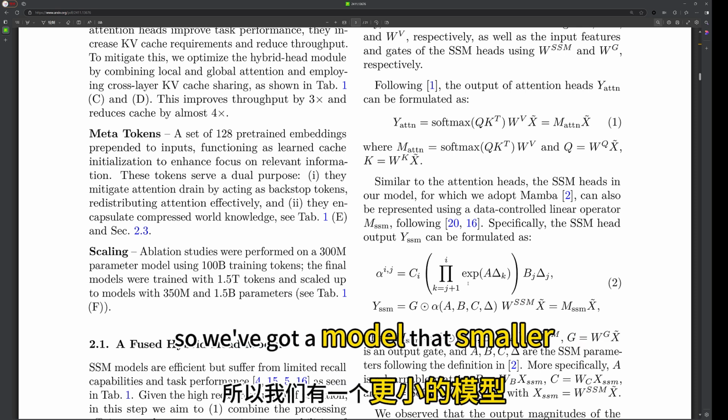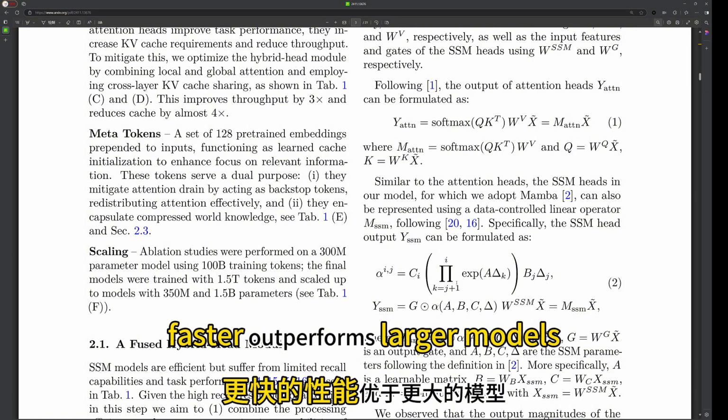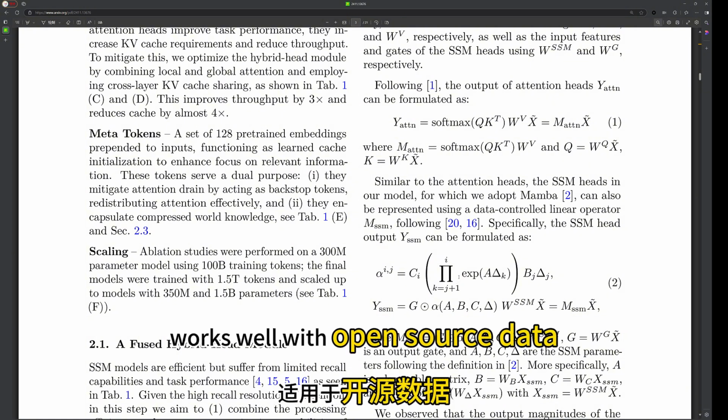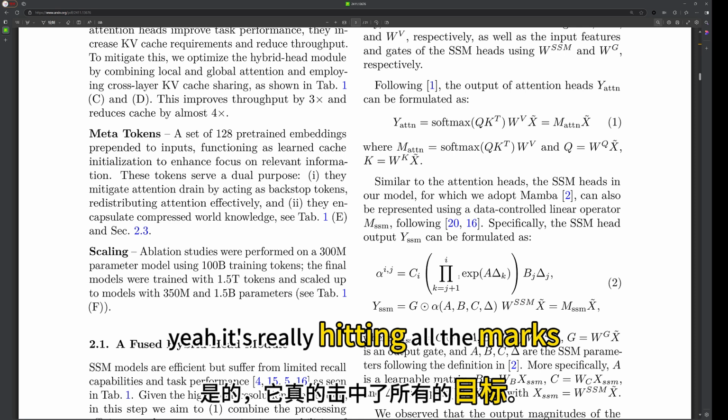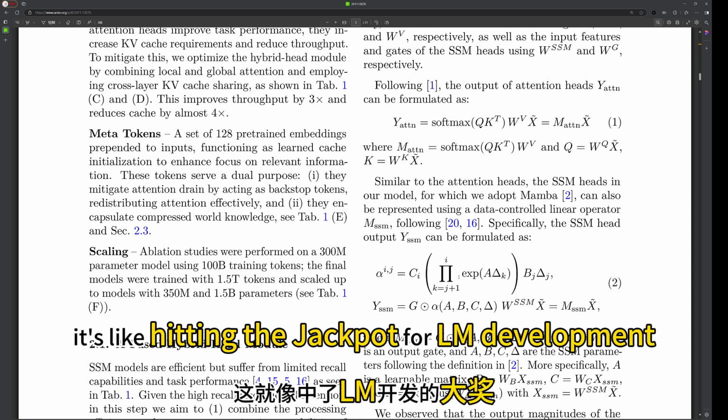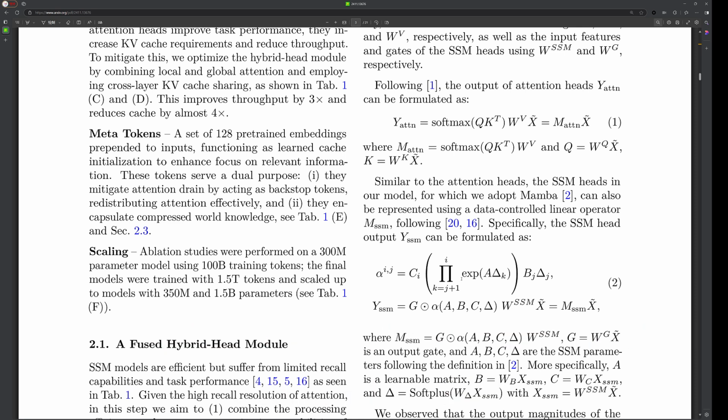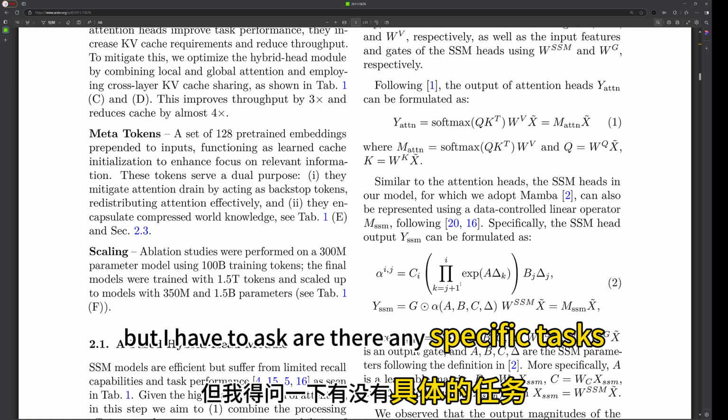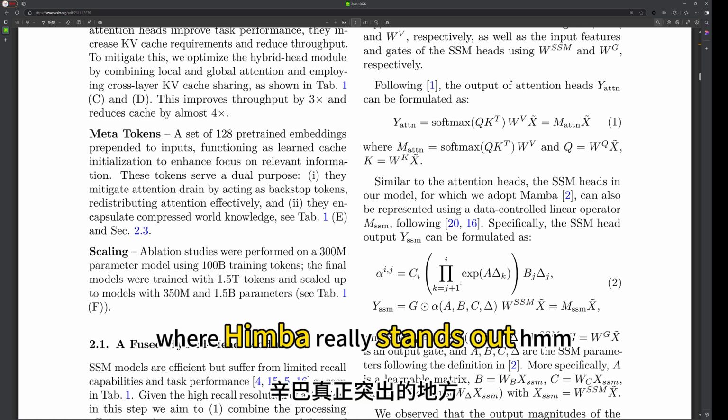So we've got a model that's smaller, faster, outperforms larger models, works well with open source data, and can be easily customized. Yeah, it's really hitting all the marks. It's like hitting the jackpot for LLM development. It really is. But I have to ask, are there any specific tasks where Hymba really stands out?